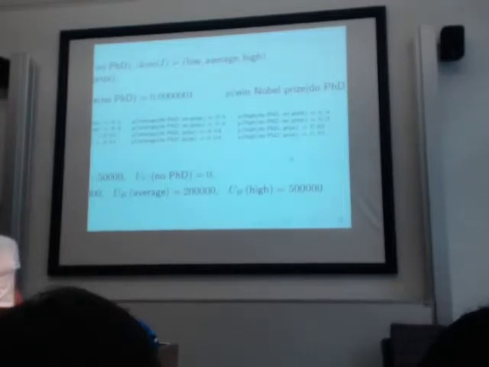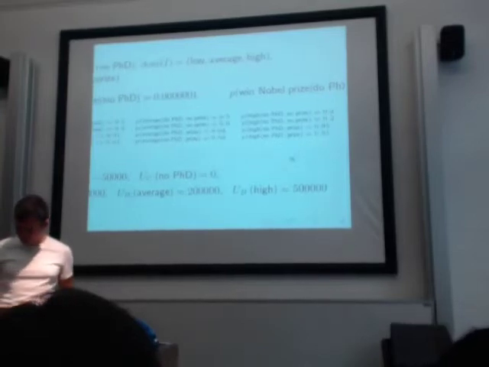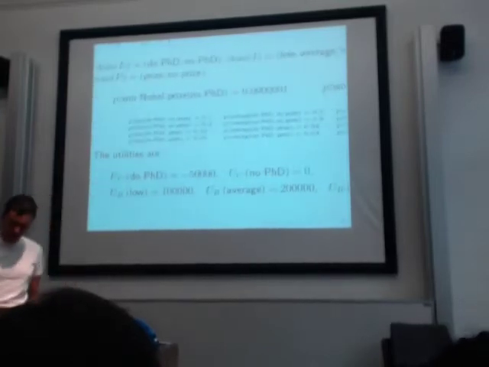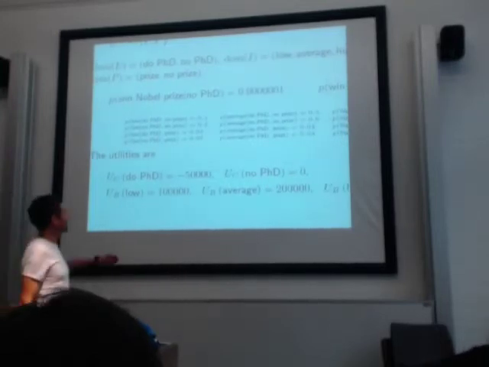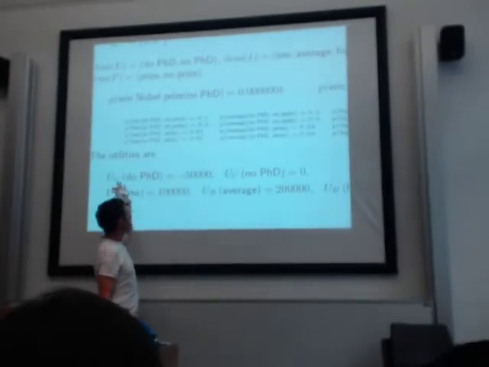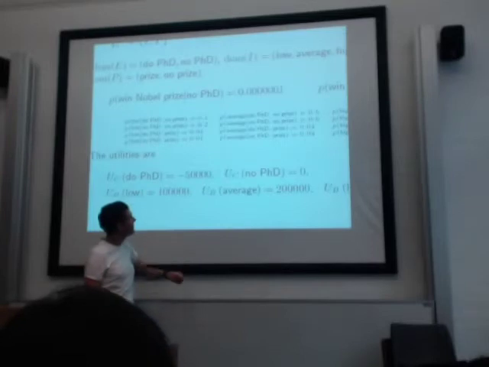So these are again totally fictitious. But let's say the cost of doing a PhD is minus 1. So this is the utility. The utility of doing a PhD is minus £50,000.